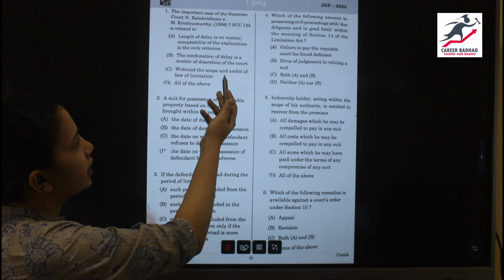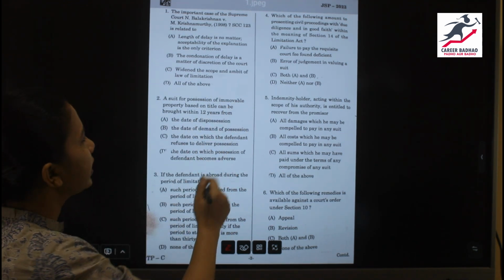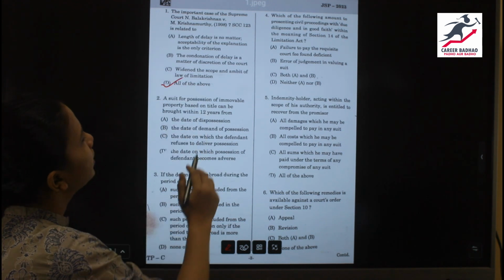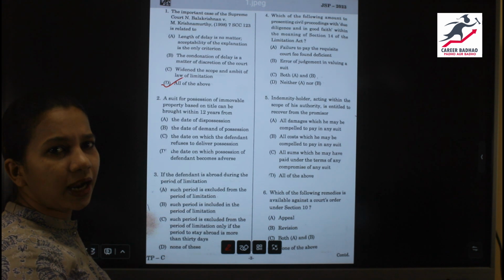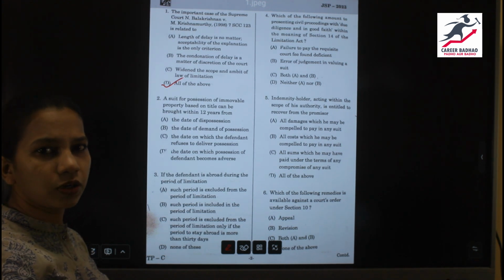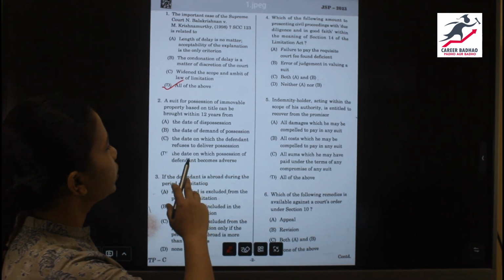So this is a case law, so you can find it either in Google or from any other case law book. So the correct answer would be all of the above. And it is related to section 5 of Indian Limitation Act, that is doctrine of sufficient cause or doctrine of condemnation of delay. Okay, let's now go to question number 2.